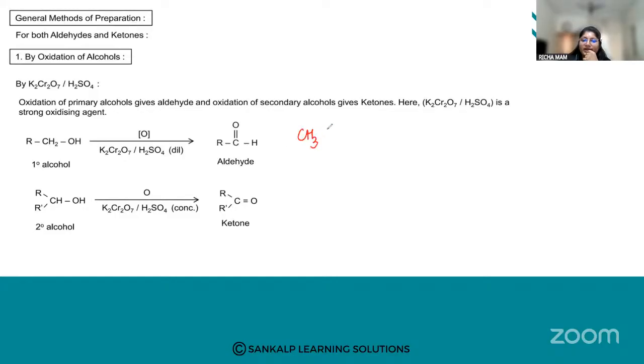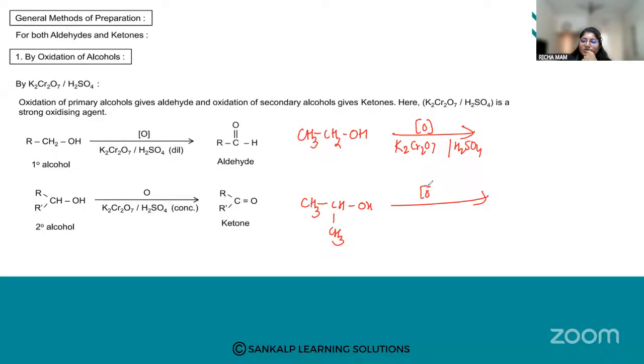Suppose I take ethyl alcohol, CH3CH2OH, react it, do oxidation, that is K2Cr2O7 in the presence of H2SO4. What will be the answer? And one more, CH3CH(OH)CH3, do oxidation in the presence of K2Cr2O7 and H2SO4. What will be the answer? This will be an aldehyde, CH3CHO plus H2O. And this will be CH3 C double bond O CH3.